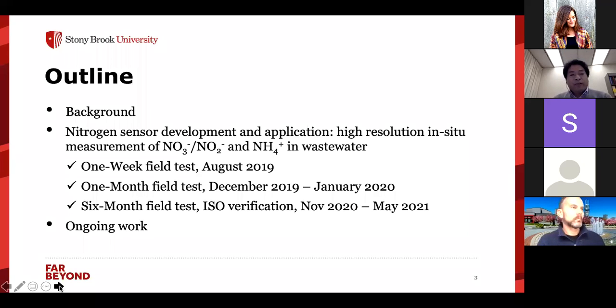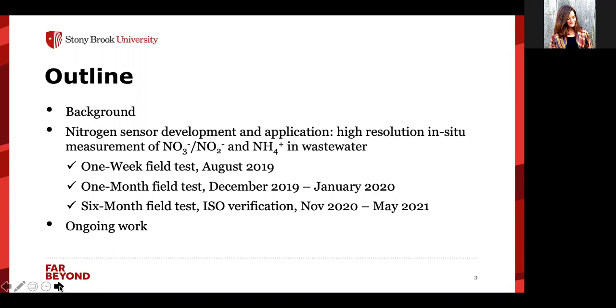So I will briefly introduce the background for the nitrogen sensor and show you the nitrogen sensor development and application in wastewater for high resolution in-situ measurement, and basically show the testing data we got from the sensor test: the 1 week field test held in 2019, the 1 month test in 2019, and the 6 month test. We have some of the data right now, and very briefly the ongoing work.